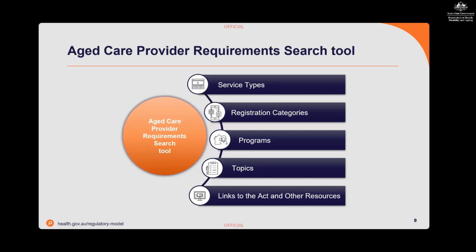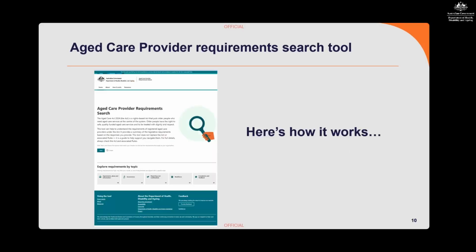There will be links referencing the Act and rules to the Federal Register of Legislative Instruments, allowing the user to validate their findings against the original source information. The search tool houses a resource page, which includes educational and guidance material as well as web pages. So without further ado, we might launch into it. Okay.